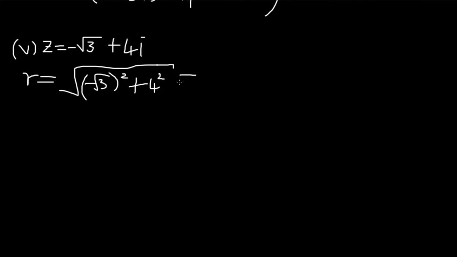So when you calculate that, you discover that your answer will be the root of 3 plus 16, which is going to give you the root of 19. So the square root of 19 is our magnitude of this complex number. So let us now find the argument of the complex number.